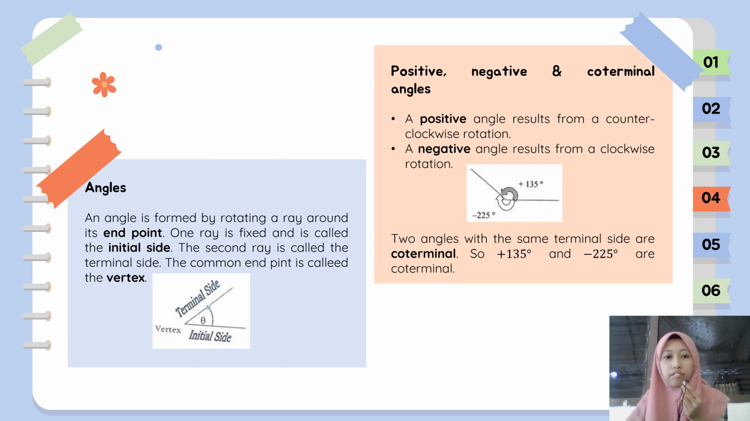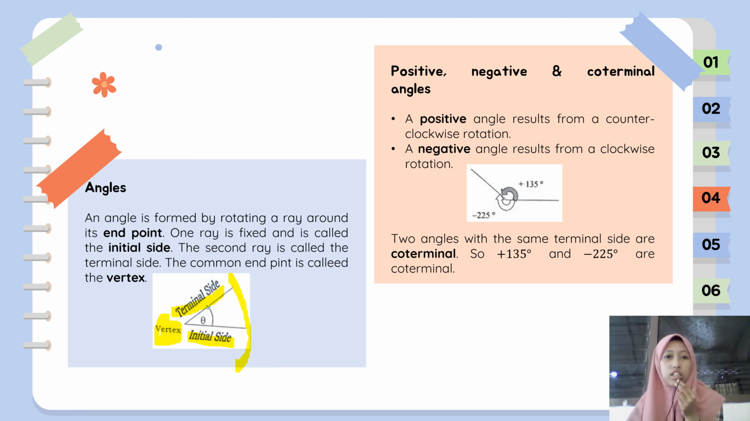The next, angles. An angle is formed by rotating a ray around its endpoint. One ray is fixed, called the initial side. The second ray is called the terminal side. The common endpoint is called the vertex.